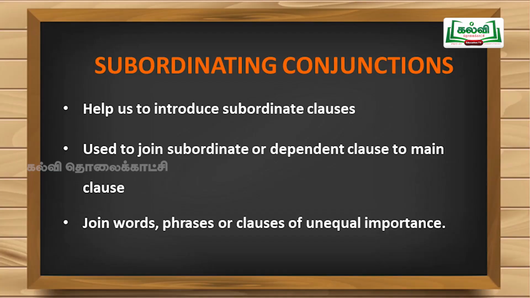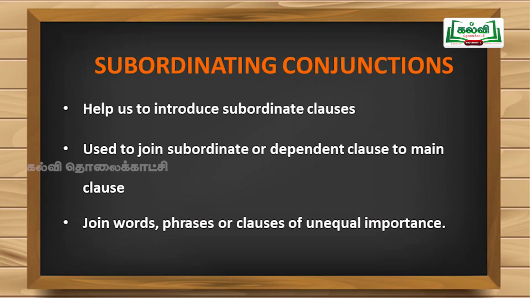So what's the use of subordinating conjunctions? It helps us to introduce the subordinate clauses. So you know there is a main clause and a subordinate clause. The main clause is very important, where we have the subject, verb and the object, and the subordinate clause just combines with the main clause. So it helps to introduce what the second sentence or subordinate clause is doing. The second point is, it is used to join a subordinate or dependent clause to the main clause. So it helps to join the two sentences.